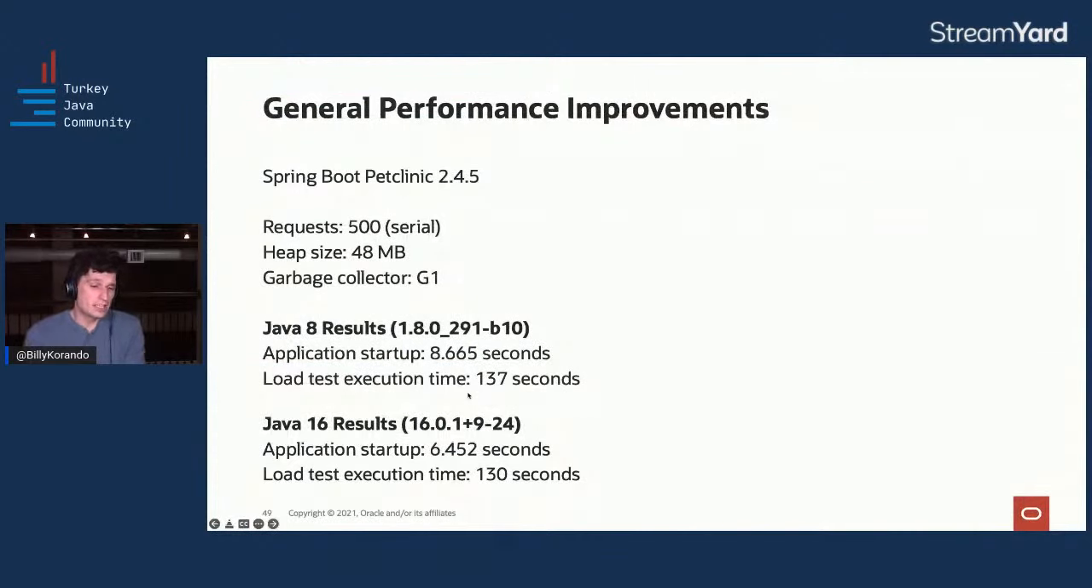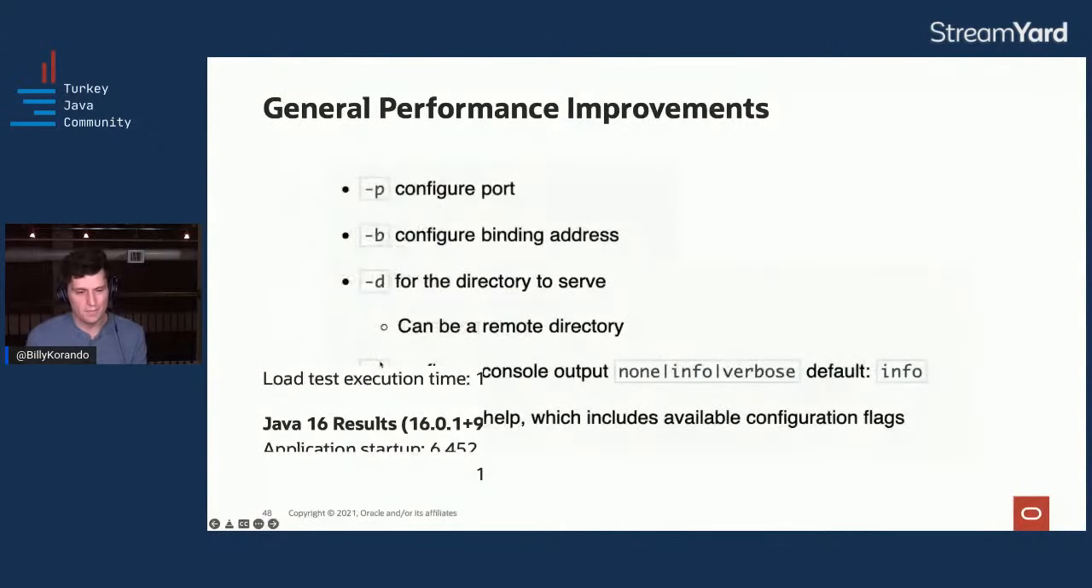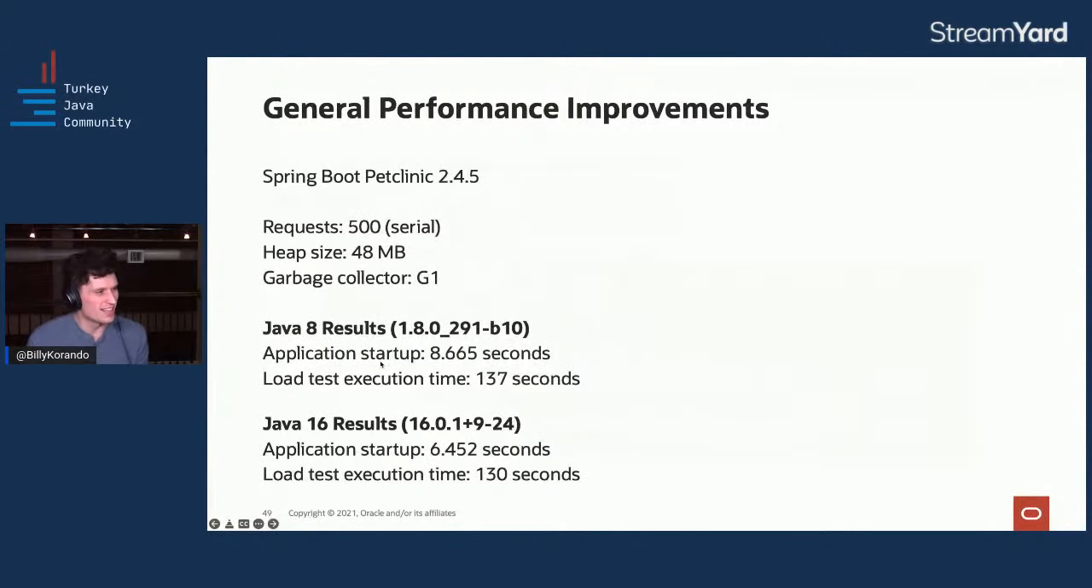So the last, but definitely not least, is also there's a lot of just general performance improvements. I keep forgetting I need to rerun this test with Java 17, and I haven't yet. But pretty much, if you're familiar with it, there is the Spring Boot Pet Clinic application. And in this case, I was using the 2.4.5 example. I just sent a bunch of requests to it, set a minimal heap size, and made sure we're both using the same garbage collector as well.